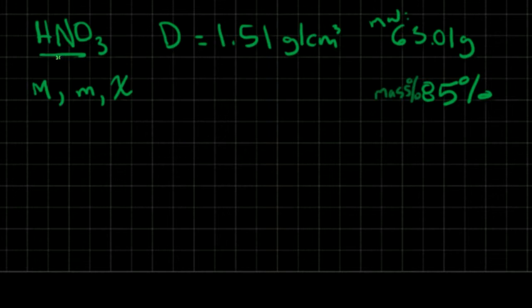First thing, I want to look at nitric acid. And I know from looking at the interweb, which never lies, that the density of nitric acid is 1.51 grams per centimeter cubed, and I know that the molecular weight of it is 63.01 grams per mole, right? Okay, and I want to find the molarity, the molality, and the mole fraction of nitric acid in a solution where nitric acid accounts for 85% of the mass.